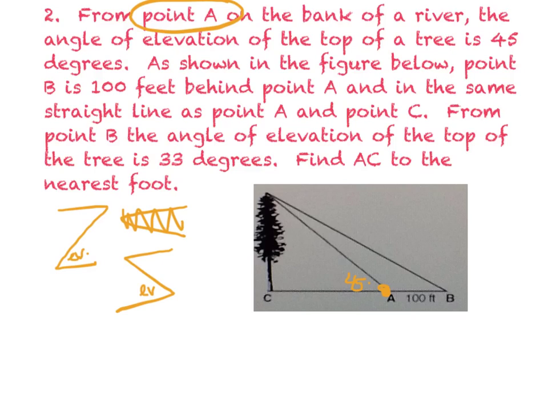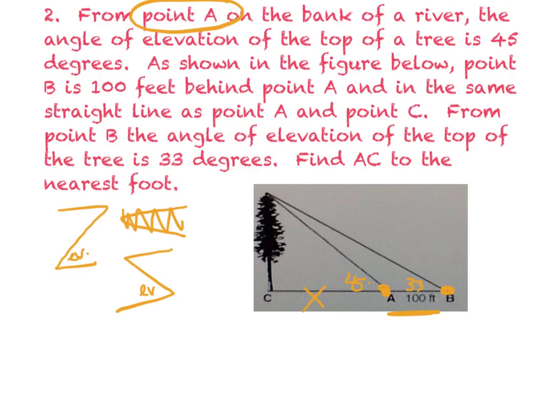angle. As shown in the figure below, point B is 100 feet behind, which they put it in there for you, and is in the same straight line as point A and point C. From point B, so now put yourself on point B, the angle of elevation to the top of the tree, so you look up, it's 33 degrees. Find AC. That is the one they want you to look for, to the nearest foot. Alright, so step 1, double triangle problem. I hope it's obvious that there's this triangle, and then there's this triangle. Find all the missing sides and angles that you can.